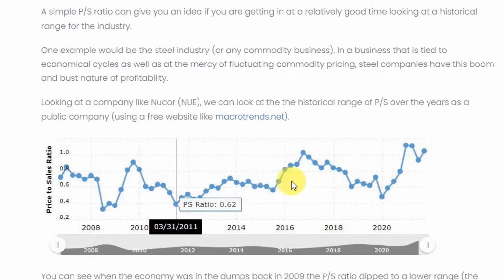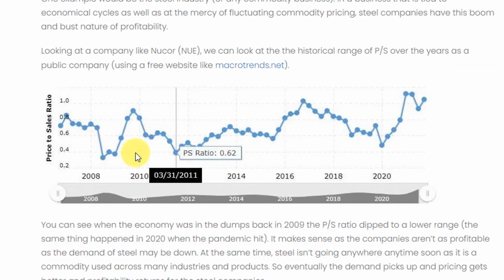If we look at something like Nucor, we can see a historical range of price to sales ratio over the years using something like macrotrends.net. Near 2009, end of 2011, 2020, where the economy didn't look that hot, things weren't going well, price to sales ratio was trading at a lower range. And as things heat up, the price to sales ratio expands. Around this above one number may be a time where the steel industry is hot, and this may be an indicator that around the corner we may fall down when it comes to steel pricing.